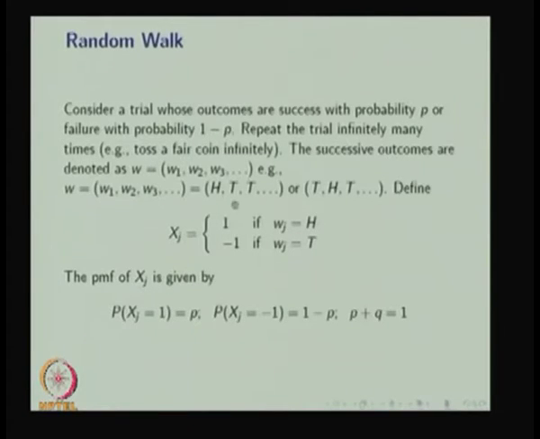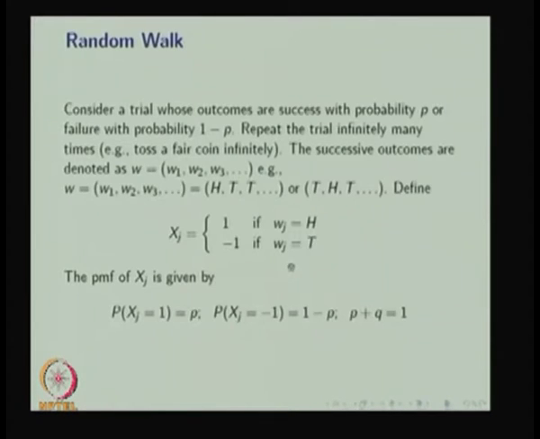Since the trial's outcome is success with probability p, success is nothing but heading ahead, and failure is nothing but a trial that lands up with tail. Therefore, the probability of Xj equal to 1, that is ωj equal to head, which we call a success, is p. And the probability of Xj equal to minus 1 is 1 minus p, which you can denote by q. Therefore, p plus q is equal to 1.